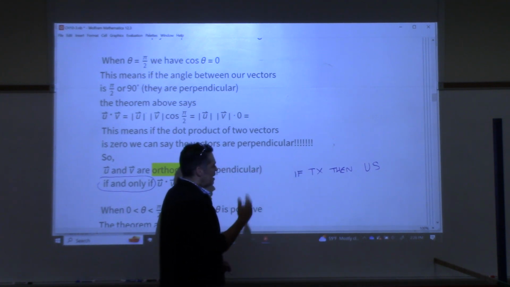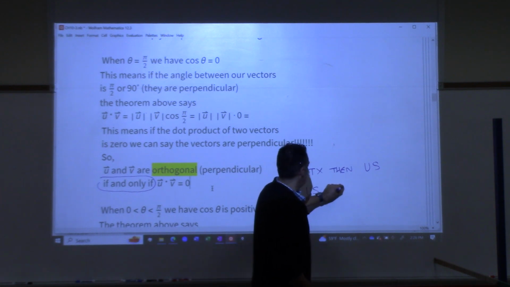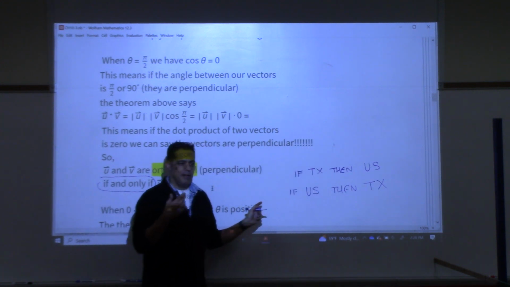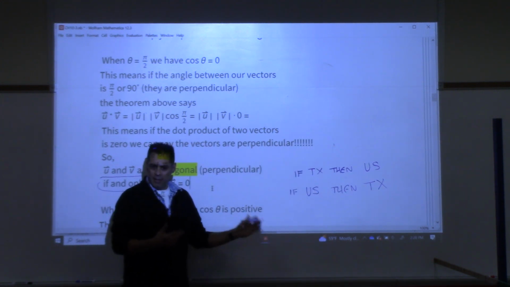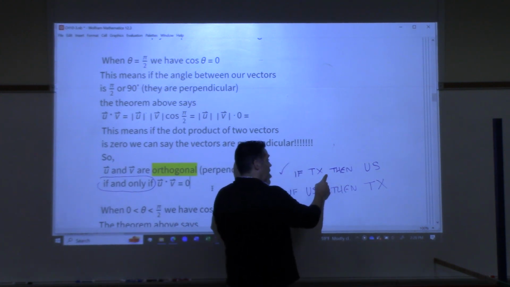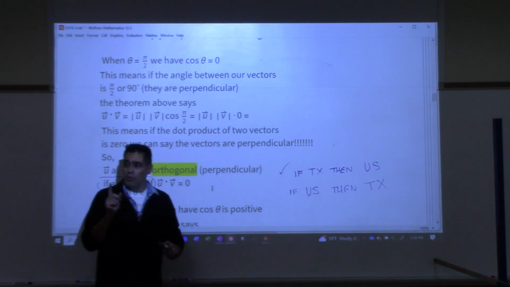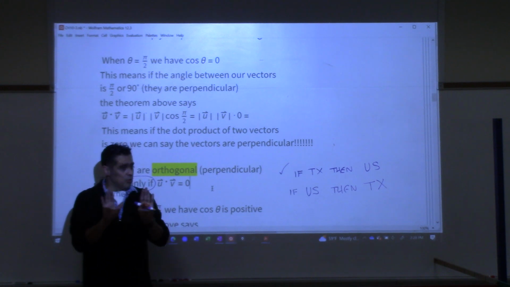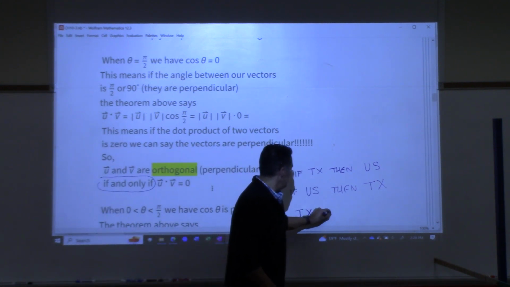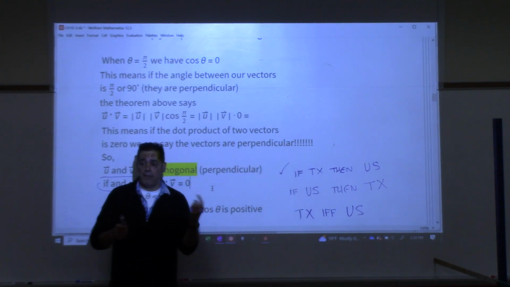Can I switch that around? If I'm standing in the United States, then am I in Texas? Could I be? Yes. But is it absolutely a condition? It's not true all the time. So this statement is true all the time, and this statement is true sometimes. If it was true both ways, what I would write is: Texas if and only if, with two F's, US.